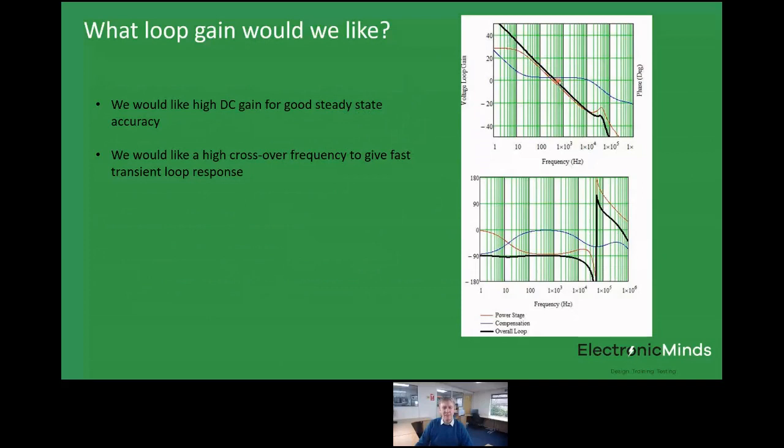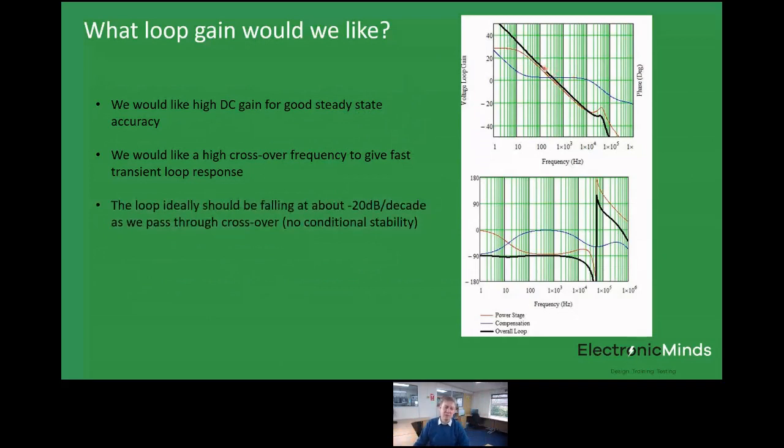So that's here where you can see my marker. And we want that crossover frequency to be as high in frequency as possible, because that gives you a much faster transient response to disturbances in your system. So we want good high DC gain. We want high frequency crossover as well.